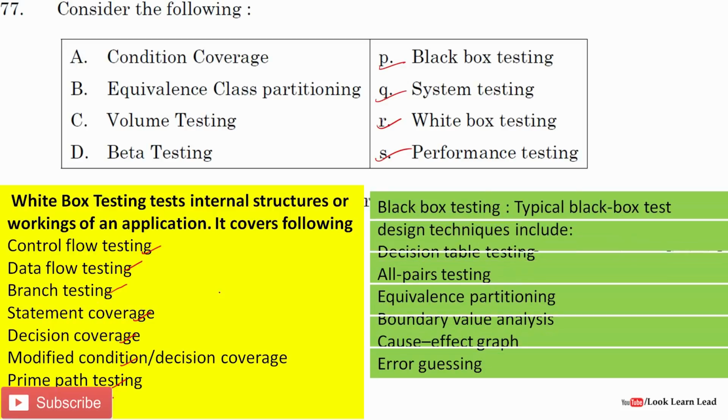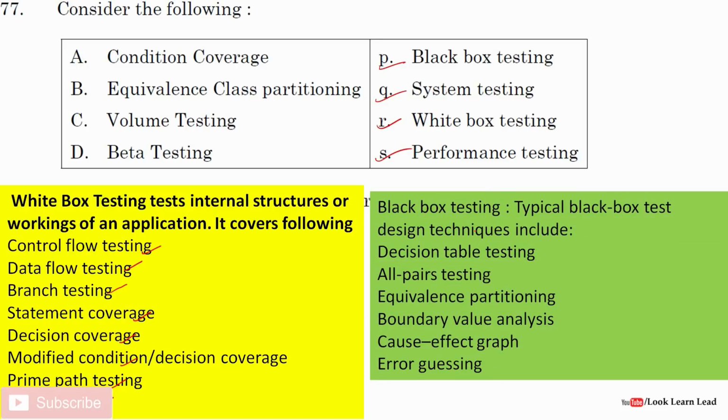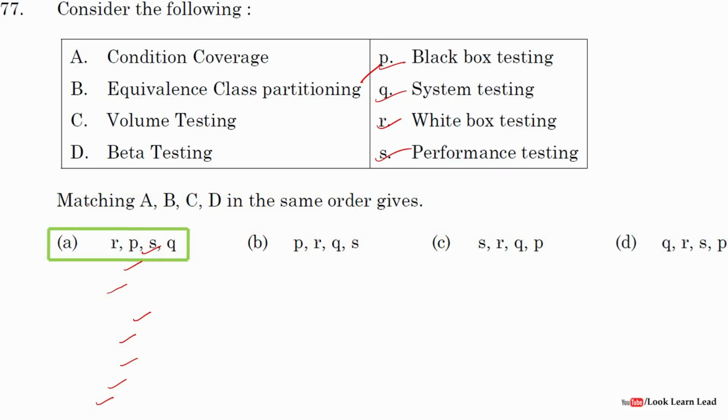Next, you have to remember this. Black box testing techniques include decision table testing, all pair testing, equivalence partitioning. See, equivalence partitioning is black box testing. Also boundary value analysis, cause effect graph, and error guessing. These are our black box testing techniques. Now our answer is A, because we all know that condition testing comes under white box testing, and equivalence partitioning comes under black box testing. And performance testing is volume testing, and alpha and beta testing both are system testing.